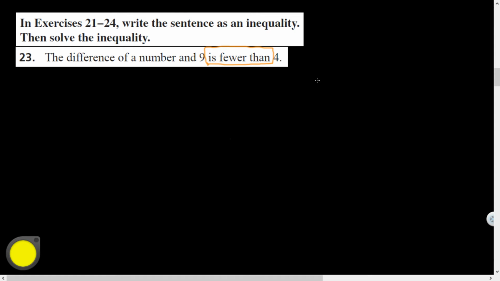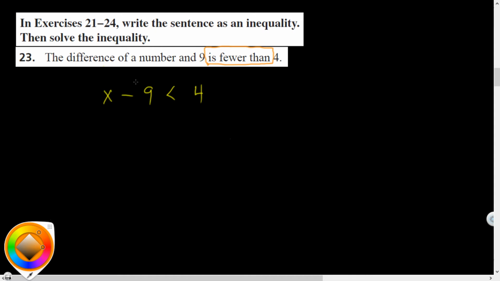That was a closed circle because it had the equal part. Let's see, so it says the difference of a number and 9. Difference means subtraction. The number would just be some variable. So x minus 9 is fewer than 4. So is fewer than, so this is going to be smaller than 4, so that sounds like less than. Does it sound like it could include 4? Could it ever be equal to 4 based on that language? I don't think so. I think is fewer than is just going to be less than. So I feel comfortable with this arrangement.